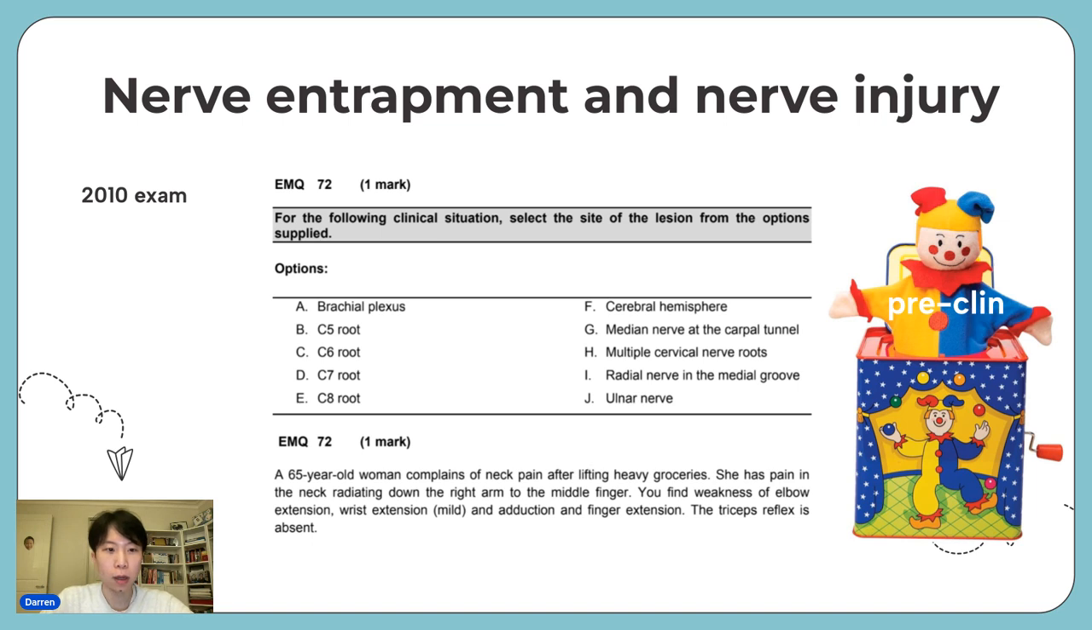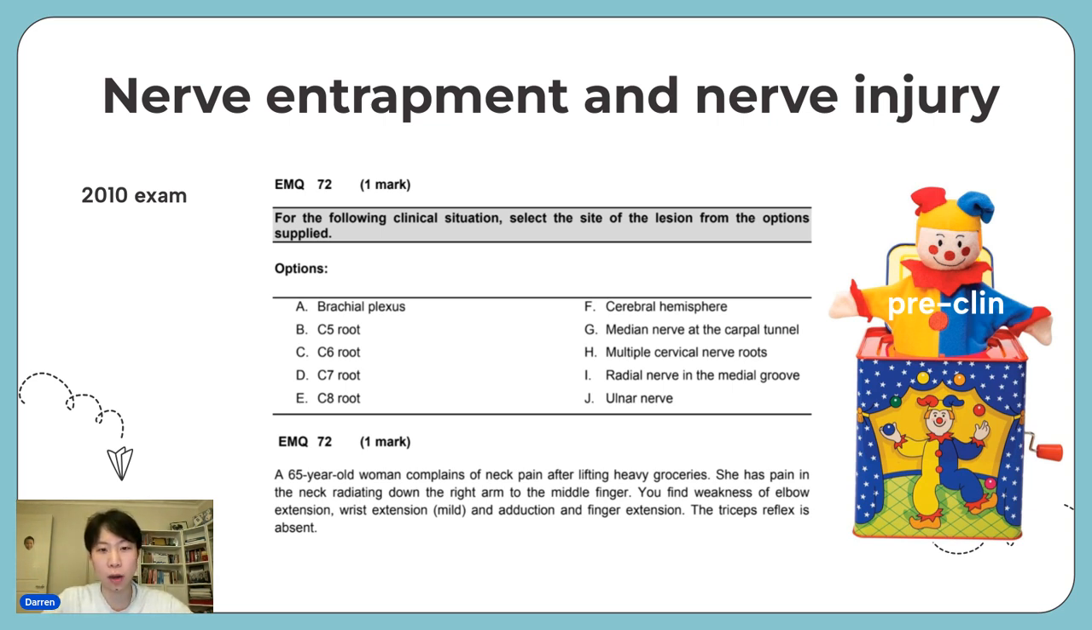So 65-year-old woman, neck pain after lifting heavy groceries. So I feel like something's going on here. Pain in the neck radiating to the right arm to the middle finger. You find weakness of elbow extension, wrist extension, and finger extension. So basically some elbow stuff, wrist stuff, some finger stuff. Triceps reflex is absent.